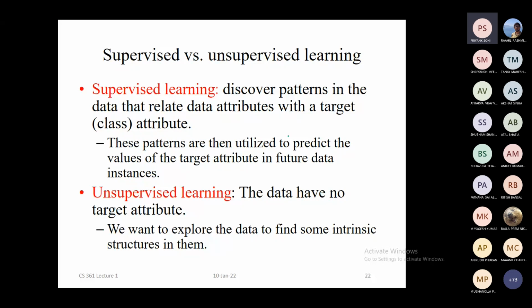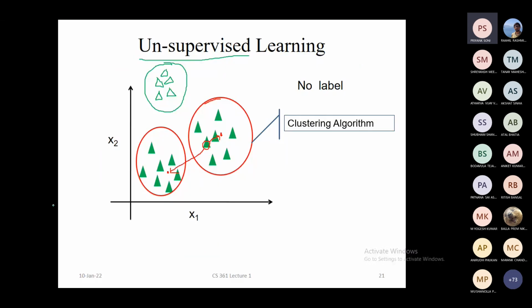So it finds a relation, a function, given a set of attributes and a set of classes, that maps between these two entities. But in the unsupervised setting, or unsupervised learning, the data have no target attributes, so the label is not there. So we want to explore the data to find some intrinsic structure in them. So what does intrinsic structure mean? This is intrinsic structure, that these data points are closely grouped, you can say closely related.